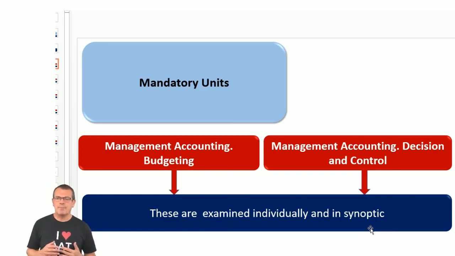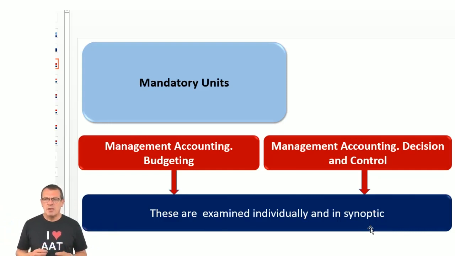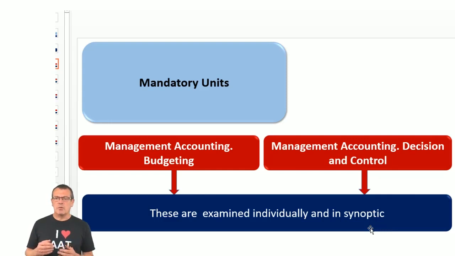We've also got management accounting, decision and control. So this unit again is costing linked. It's a mandatory unit, so it has to be done. And it extends from management accounting and budgeting. So you'll be covering decisions on make or buy and something that we call limiting factors. And all this is built on at Level 4 and has to be covered. Now these units are examined on an individual basis, and they are also contained within the Synoptic Assessment. So they're not examined fully twice, but they're on the syllabus twice, if you like.